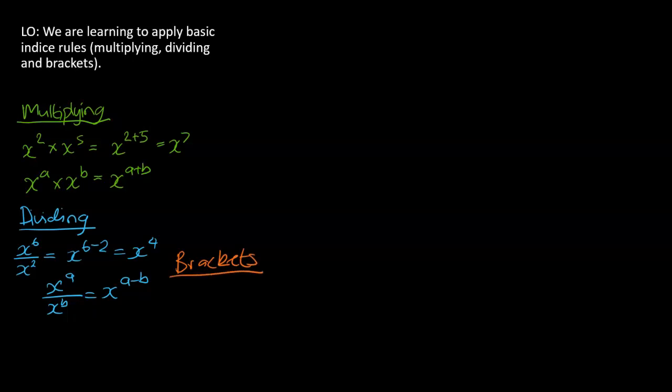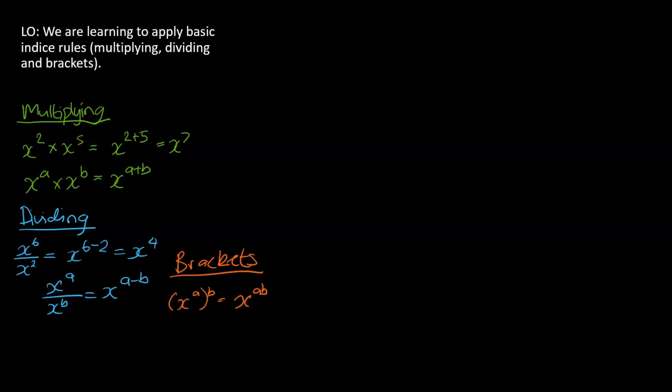There's a few different scenarios that we need to be aware of, but the generic rule I want us to remember is, if we've got x to the power of a, and all of that is to the power of b, we're going to multiply those powers together. That's x to the power of a times b.